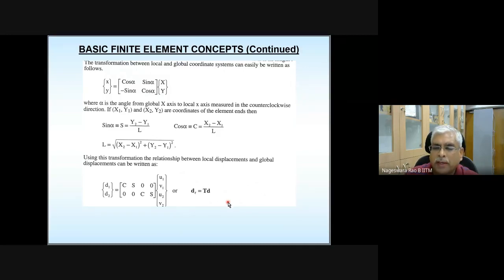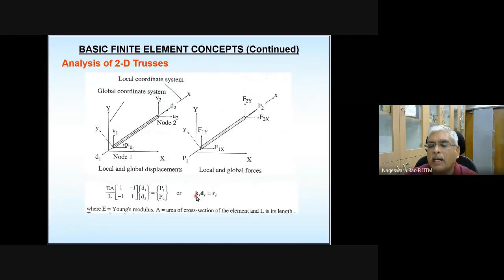So now we have this relation KL DL is equal to RL. Just now we found the relation DL is equal to T times D. RL you can keep as it is, or you can write it as T times R. Okay, so let's take this one. KL DL is equal to RL.